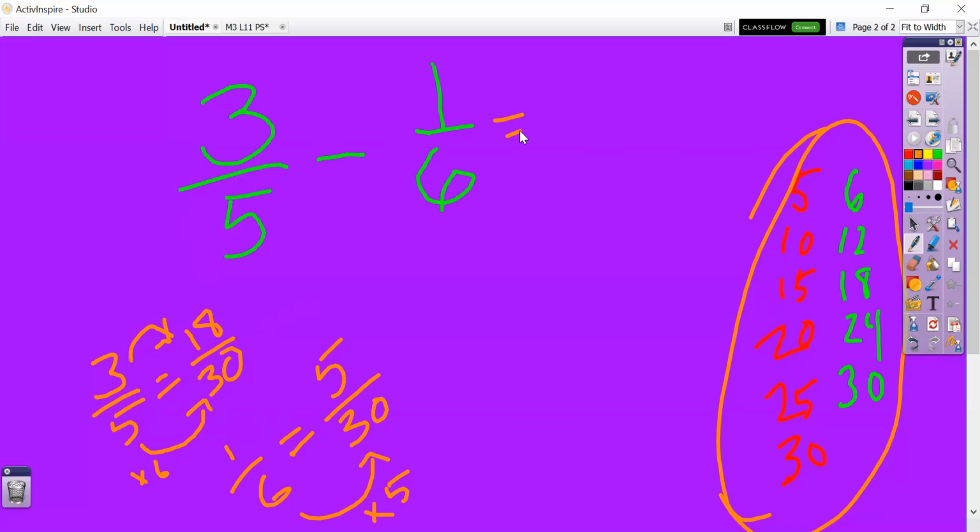So let's rewrite our sentence. 3/5 was the first subtraction fact. So we're going to do 18 30ths. We want to keep it in the same order.